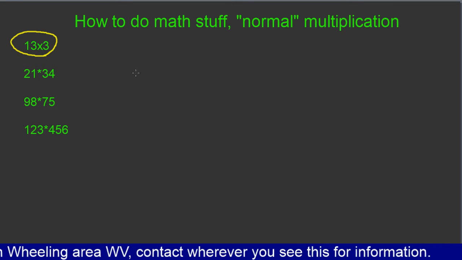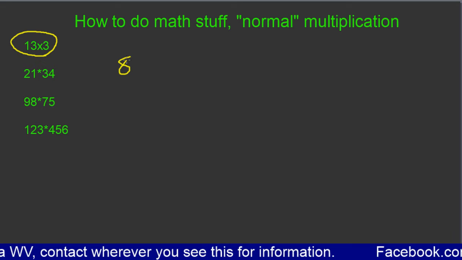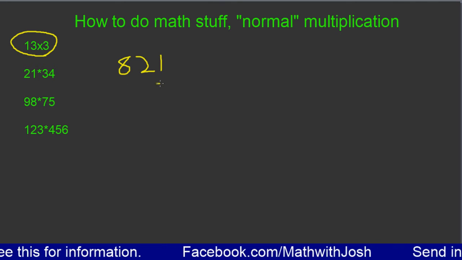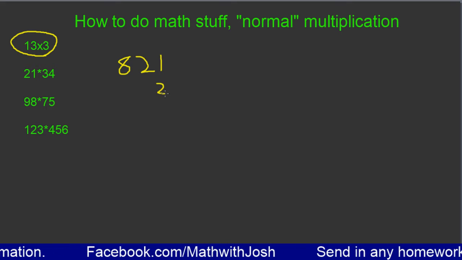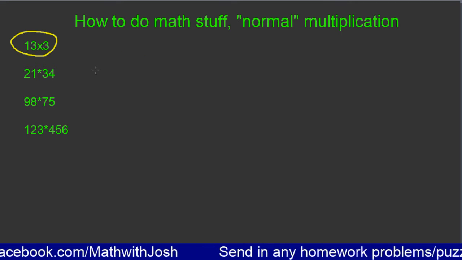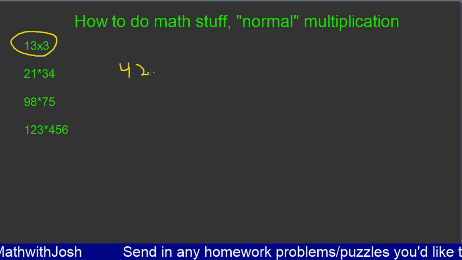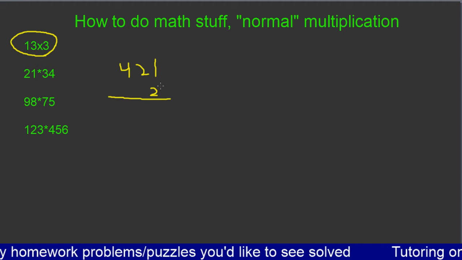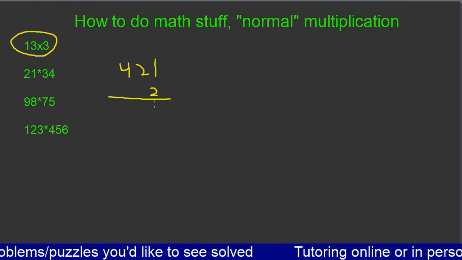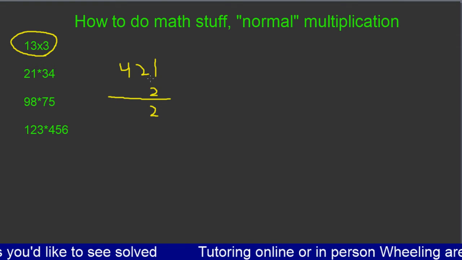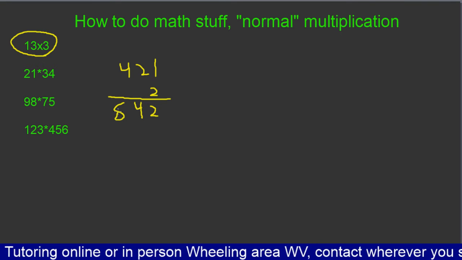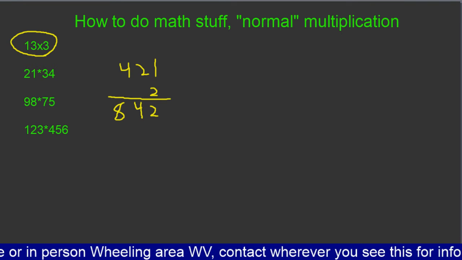So let's just look at a quick one here. Let's say we had 421 times 2, just so I'm not skipping too many ideas at once. It would be the same idea. 2 times 1 is 2, 2 times 2 is 4, 2 times 4 is 8, so our answer is 842.